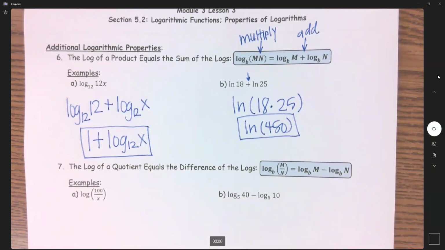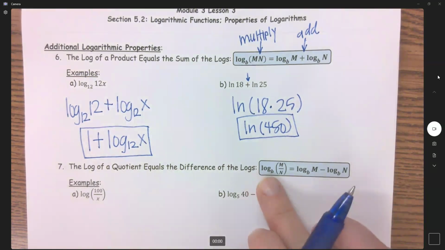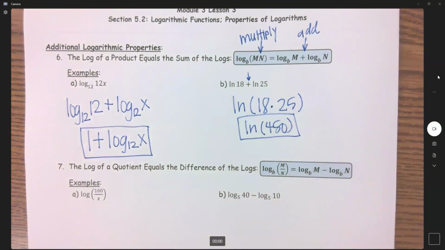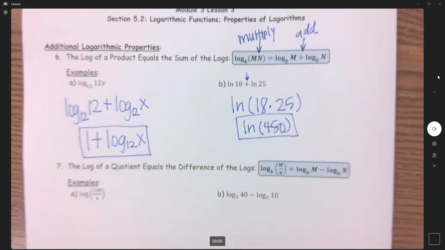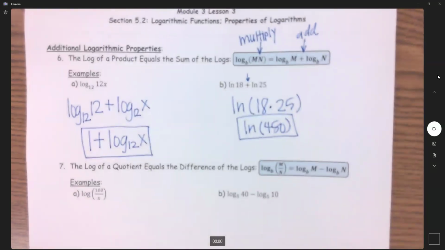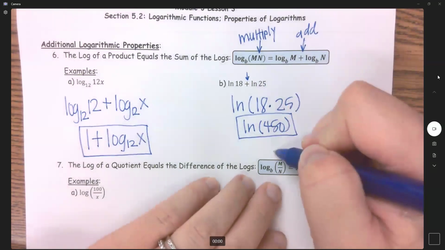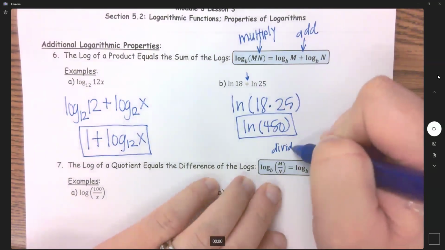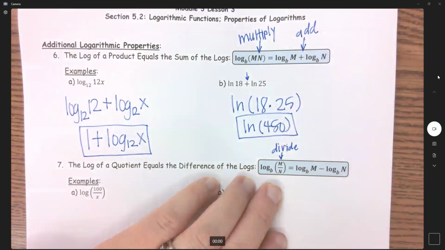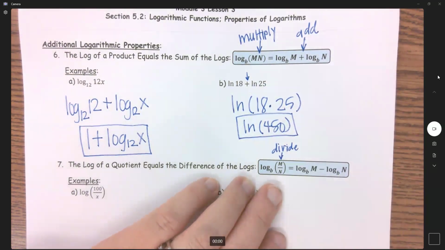Now 7 is very similar. It says the log of a quotient equals the difference of logs. So now if I can see I have a log of any base and it's being divided within that log, okay, this is being divided. Now I can expand that out.